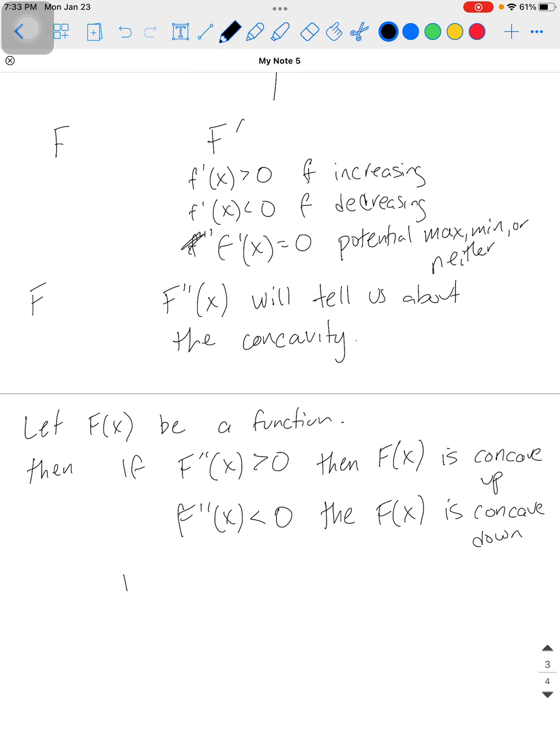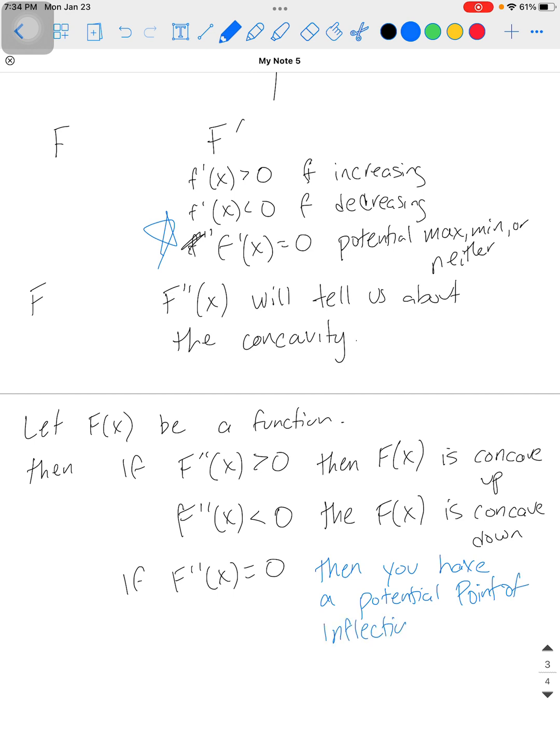And then the last case is if the second derivative is 0, and try to make analogies with kind of this stuff up here. If f double prime of x is 0, then you have a potential point of inflection. Sometimes this is abbreviated POI because mathematicians are lazy. No, we're efficient. So POI, point of inflection.